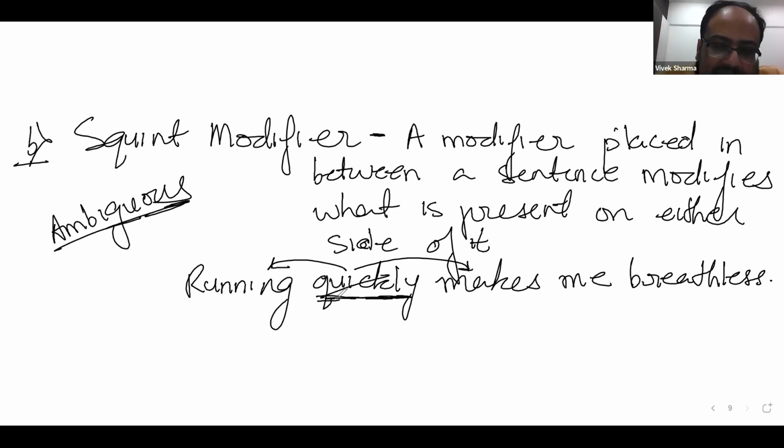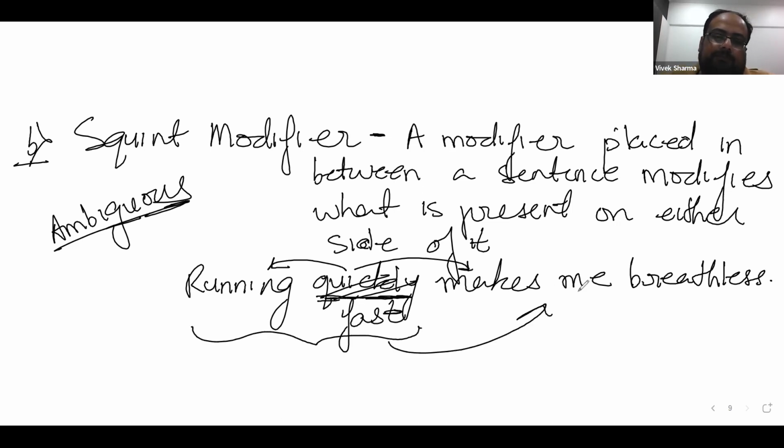So for example, if I remove the word quickly and make it fast, now the sentence is absolutely clear. Now it means that running fast makes me breathless. But with the word quickly, there was ambiguity. Please ask if there's a doubt here. Squint modifiers will lend ambiguity to a sentence.